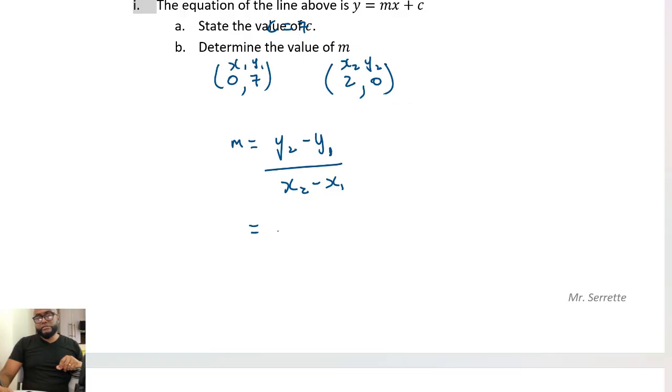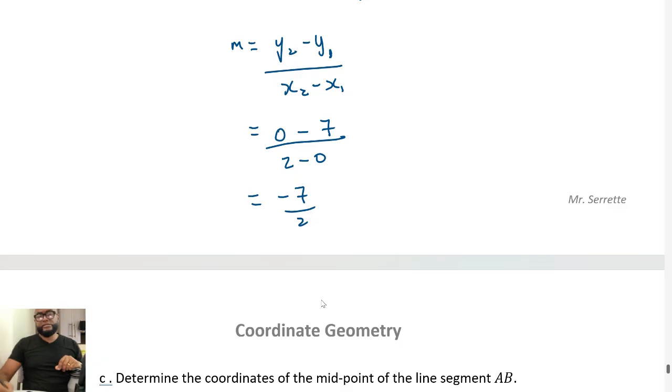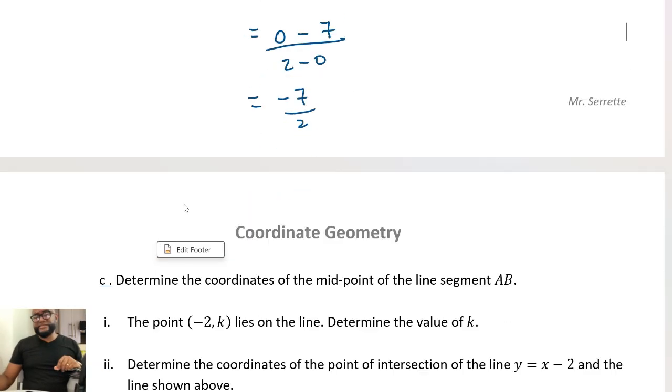What's the answer here? 0 minus 7 over 2 minus 0, which should be negative 7 over 2. All right, let's leave it as negative 7 over 2.